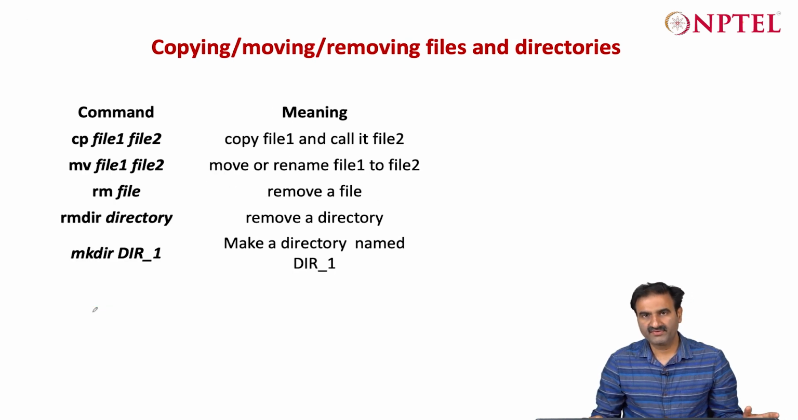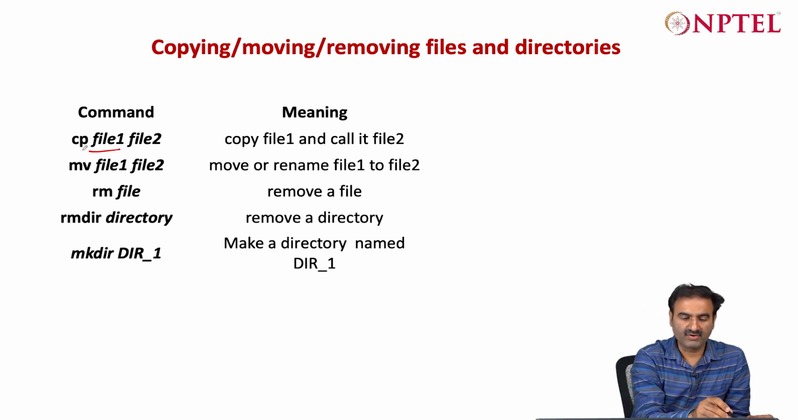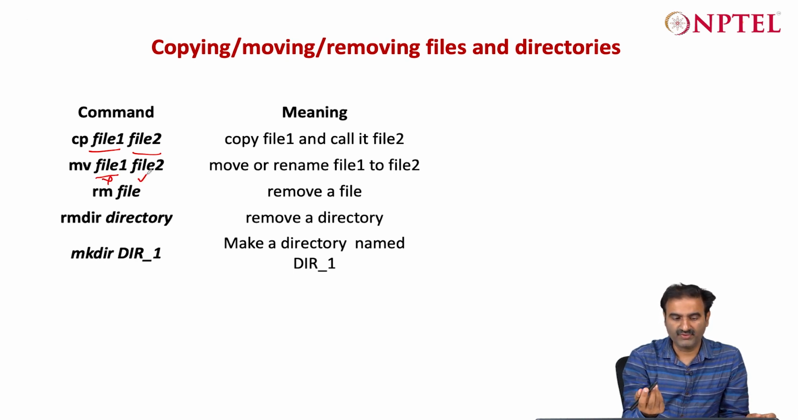Then we discussed the command to copy a file. If you want to make a copy of file 1, you can say copy file 1 to file 2. Now you will have two files in your folder, file 1 and file 2. A copy of file 1 is now file 2. If you want to rename a file, you will do move file 1 to file 2. When you say move file 1 to file 2, file 1 will be gone and file 2 will remain. So what you have done is moved file 1 and renamed it into file 2.